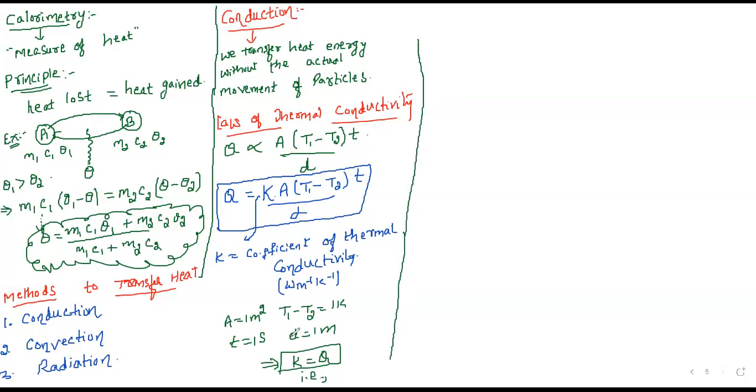Coefficient of thermal conductivity K is equal to the amount of heat energy transferred across a unit area in a time of 1 second with a temperature difference of 1 Kelvin and the thickness of the slab is 1 meter. So the amount of heat energy required to increase the temperature by 1 Kelvin in unit area, unit thickness in 1 second is called the coefficient of thermal conductivity.